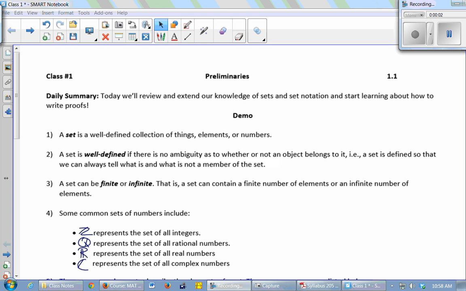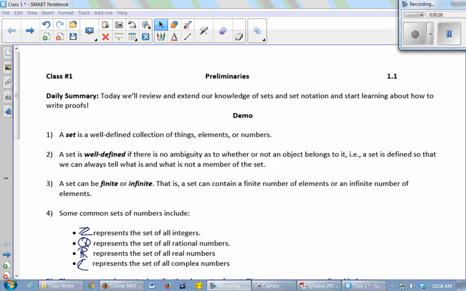Okay, so here's our general setup. Daily summary, just tell you what we're going to learn about today. There'll be a demo, hopefully less than 15 minutes, and then a chance for you to work on those concepts in your groups. All right, so today we're going to review and extend our knowledge of sets and set notation and start learning about how to write proofs.